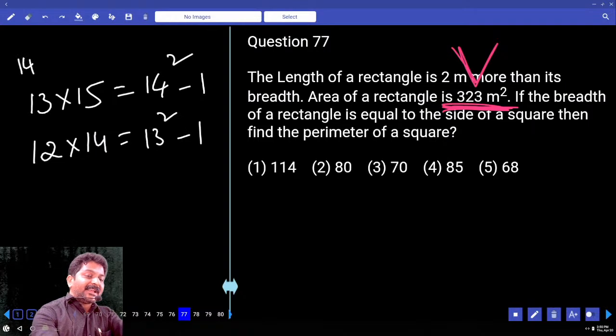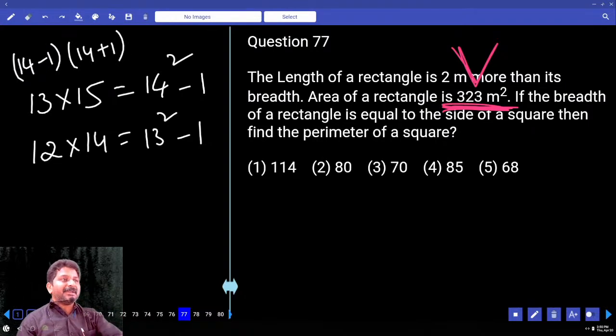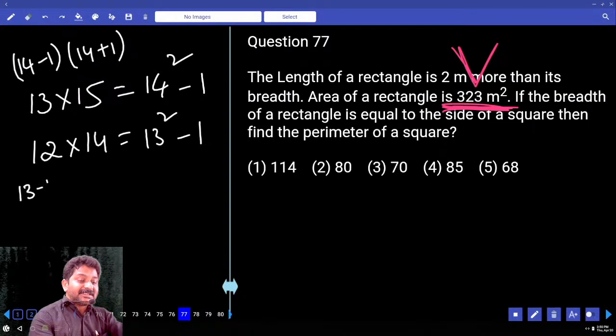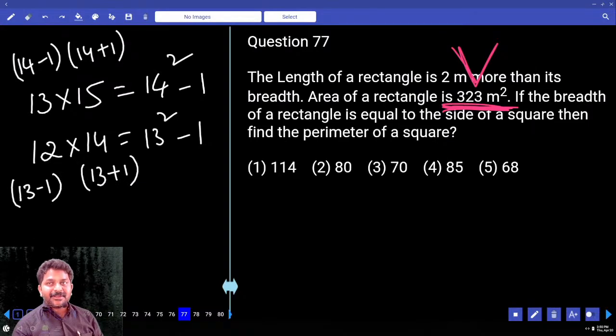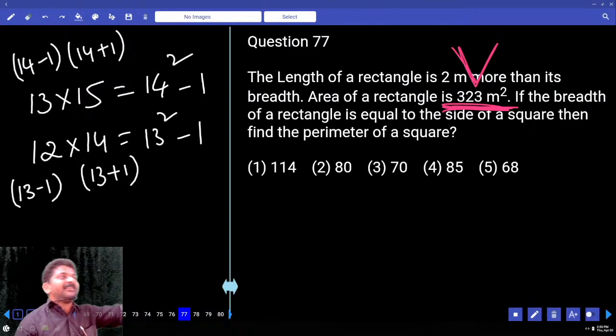See, we are writing it as 14 minus 1 and the other number 14 plus 1. That's how it is the a plus b into a minus b, a square minus b square concept. Here also, this is 13 minus 1 and the other one 13 plus 1. Whether they are consecutive even numbers or consecutive odd numbers, the product is the middle number square minus 1 only.